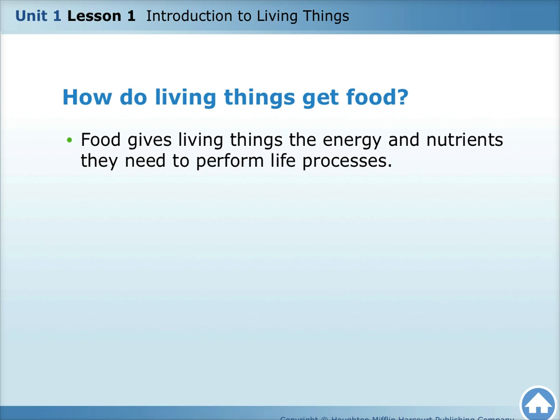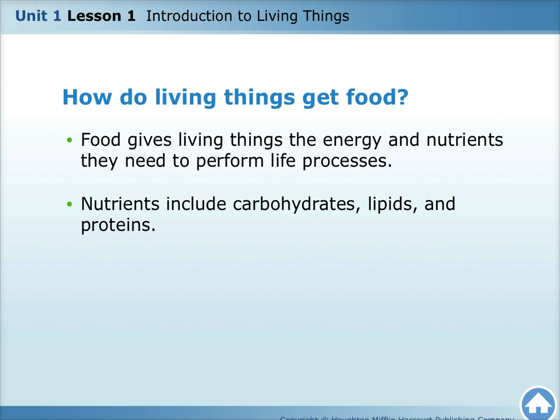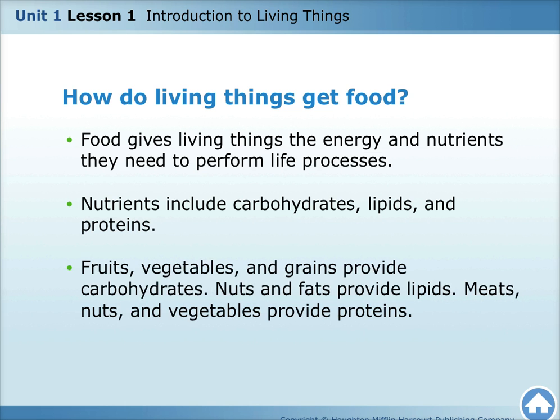So how do living things get food? On page 11 in your text. Food gives living things the energy and nutrients they need to perform life's processes. Nutrients include carbohydrates, lipids, and proteins. Fruits, vegetables, and grains provide carbohydrates. Nuts and fats provide lipids. Meats, nuts, and vegetables provide proteins.